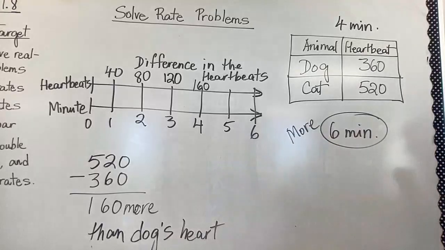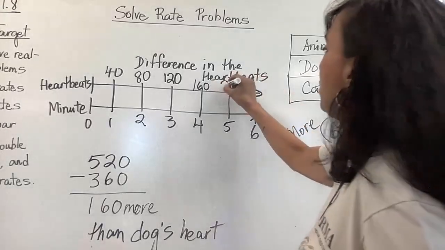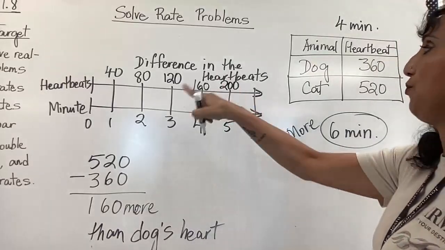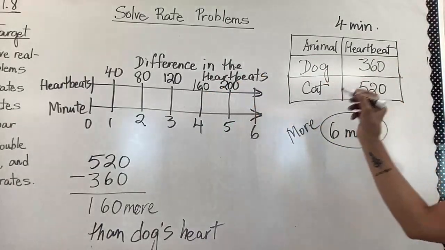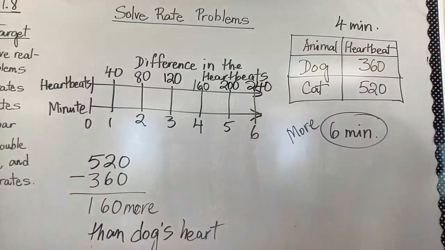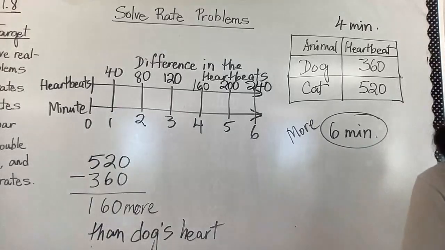And then I can do times 5, and so 40 times 5 gives me 200. And then times 6, so 40 times 6 gives me 240. All right, and so that is why I can see the cat's heart beats 240 more times in 6 minutes than the dog's heart. So this is one way to do it, just using those number lines.